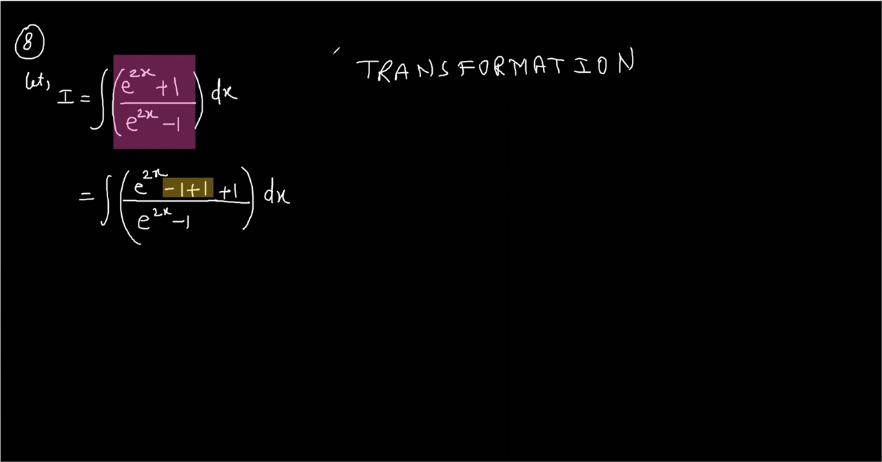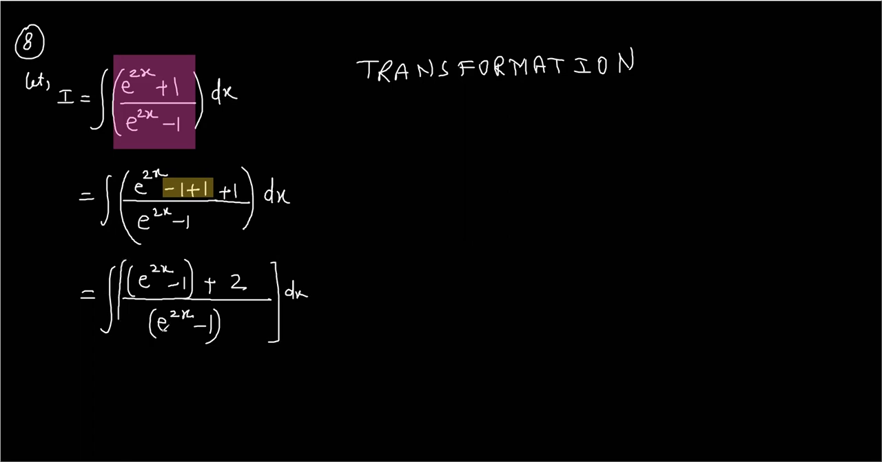Now students, having done this, see what I will get in the next step. I write e raised to 2x minus 1 in one bracket, and plus 1 plus 1 is plus 2. Plus 2 I write separately. And here you have e raised to 2x minus 1. Now see what will happen in the next step. The given denominator, I will be splitting. I will be separately dividing the two terms by the denominator.